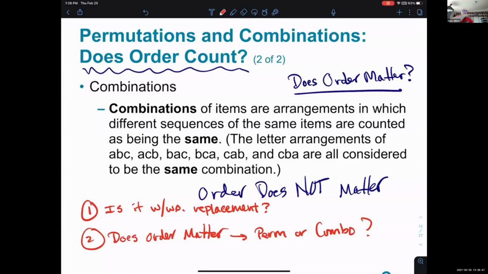Okay, now, does order matter? Now, this won't be a permutation or a combination, because permutations and combinations are both only for things that are without replacement or without repetition. But still, we want to answer, does order matter? No.